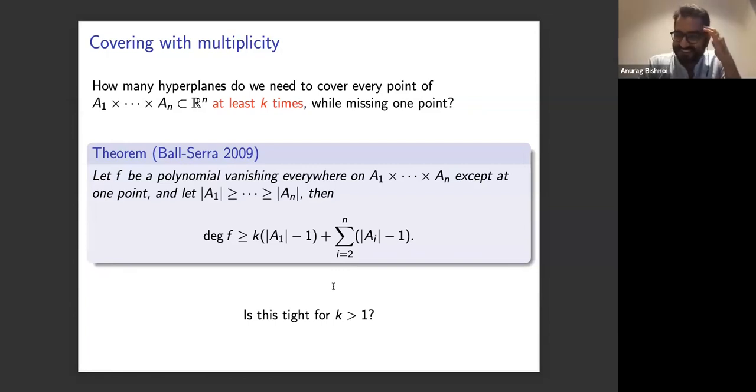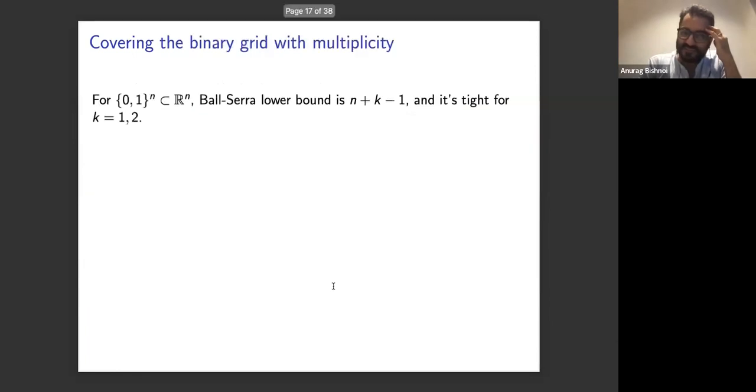Yeah, I didn't expect that you'd come up with some example immediately, but there is still an easy-ish case, which is in fact the most well-studied case of this problem, which is the binary grid. So if I just take the binary grid, {0,1}^n inside R^n, or in fact any field, then this Ball-Serra lower bound becomes n plus k minus 1. And this is tight, not just for k equal to 1, but also k equal to 2.